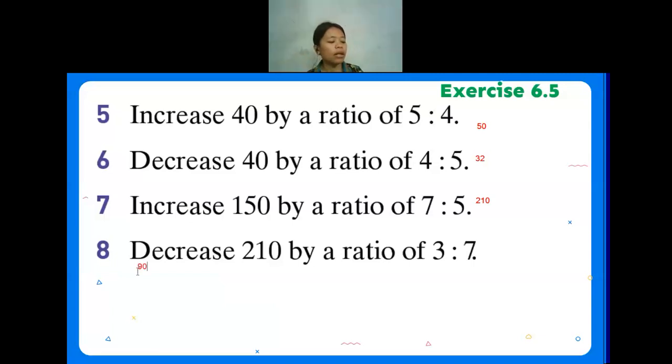Is there anyone else having any question? Everything easy, right? Okay, I will move to exercise 6.6, because in exercise 6.6 all of them are word problems. We need to discuss everything.